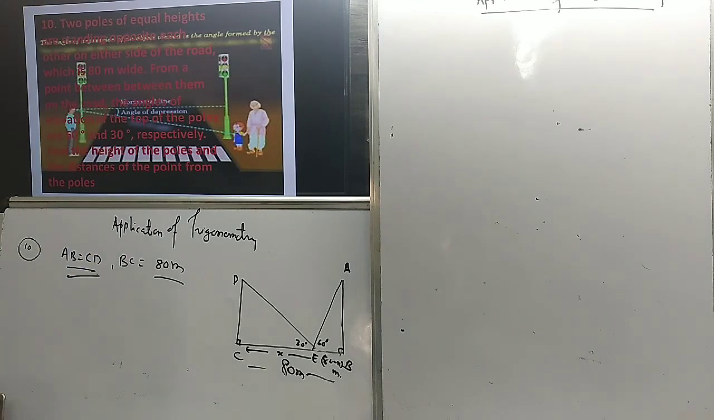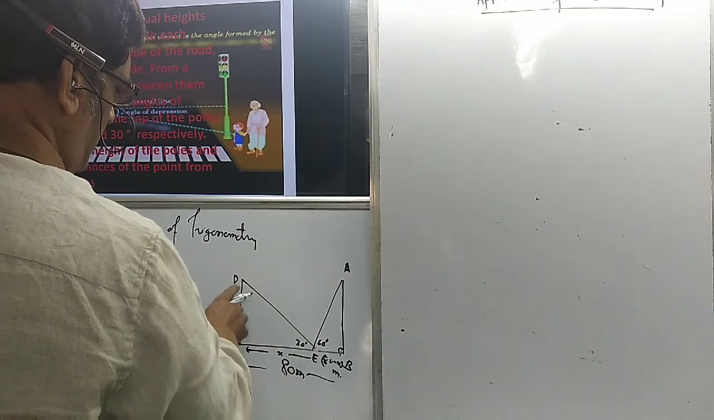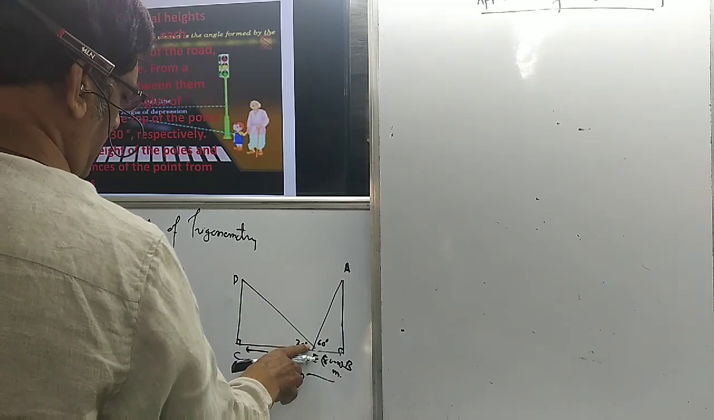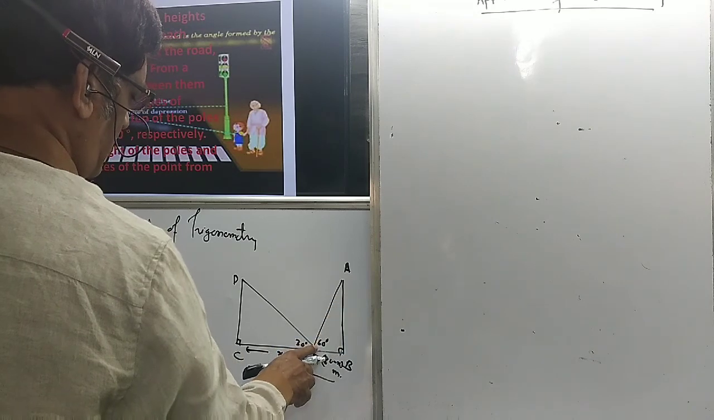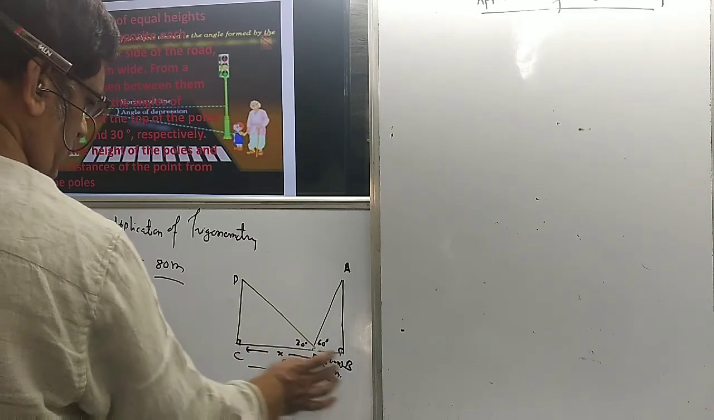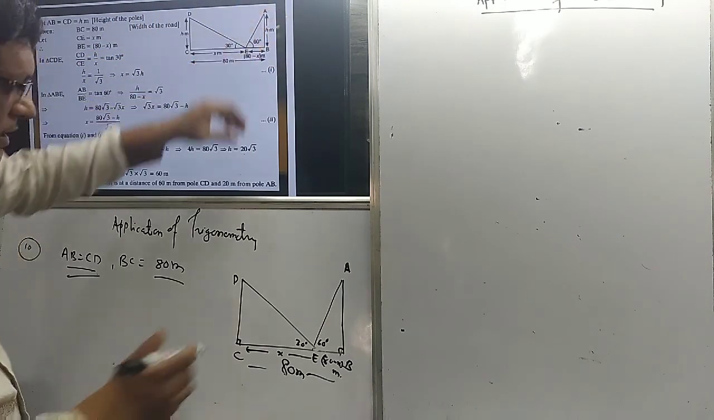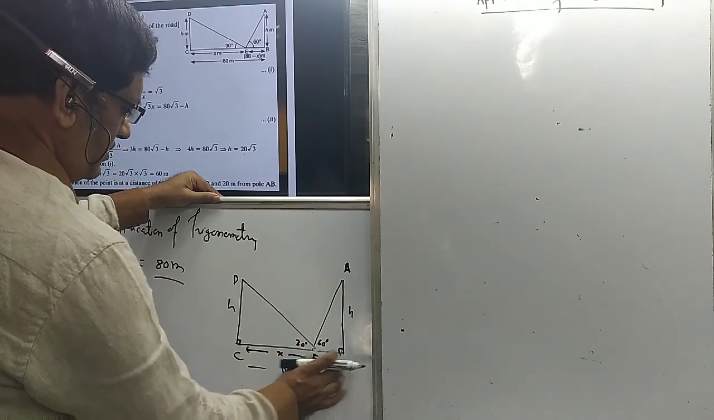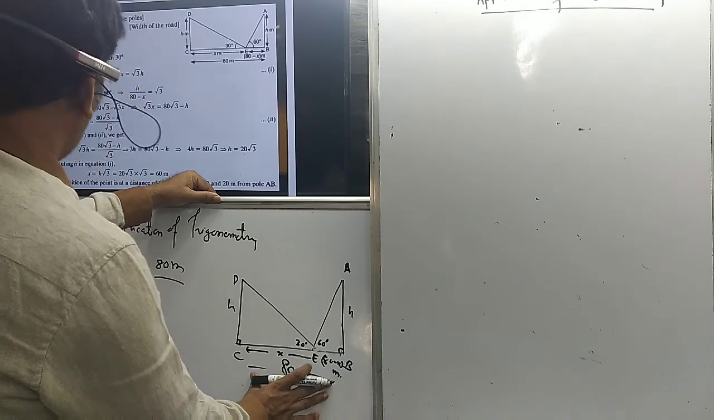From a point between them on the road, the angles of elevation of the tops of the poles are 60 degrees and 30 degrees. Let us say this point is E. If we observe the top of the pole here, E is further because the angle of elevation here is 30 degrees, and it is closer to this pole, where this angle is 60 degrees. Find the height of the pole and the distance of this point from the poles. So we have to find x, 80 minus x, and the height of the pole. Let the height of the pole be h meter, this is x meter, then this is 80 minus x meter, so that the total distance between the poles is 80 meter.